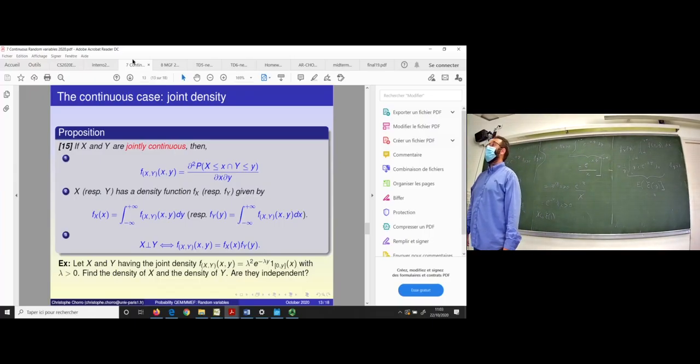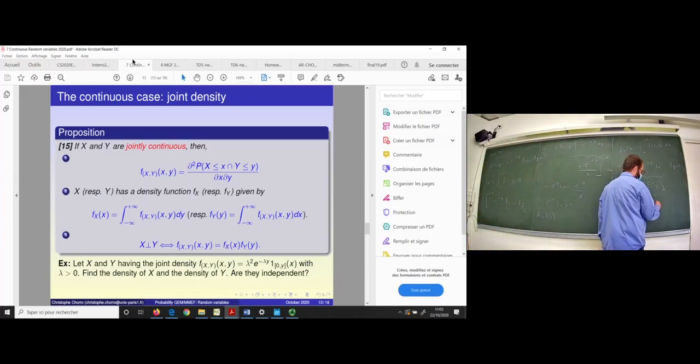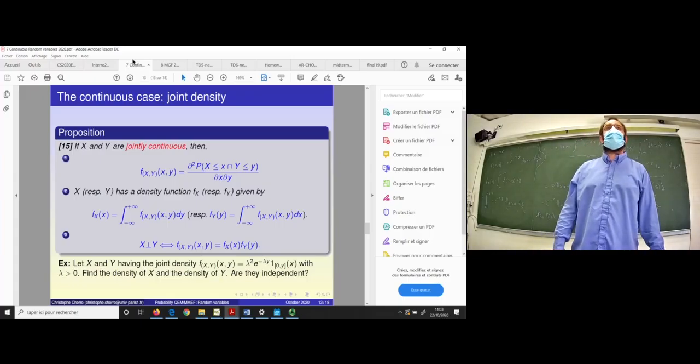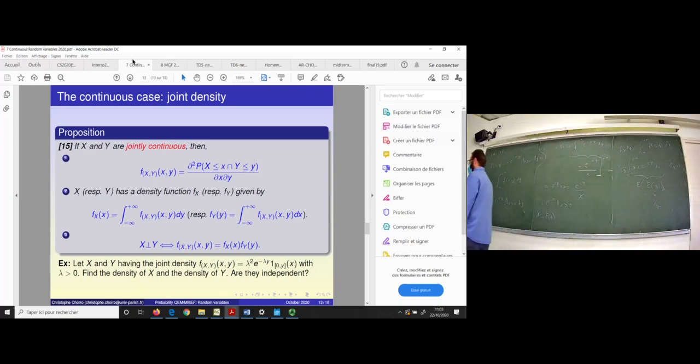What is? It's 1 over y. The exponential of parameter lambda has an expectation equal to 1 over lambda. Okay? 1 over lambda, with the notation I have used in the course. Okay? And at the end, I obtain what?